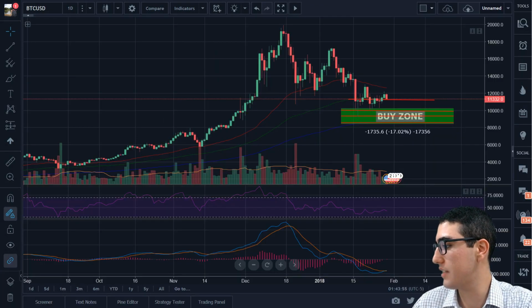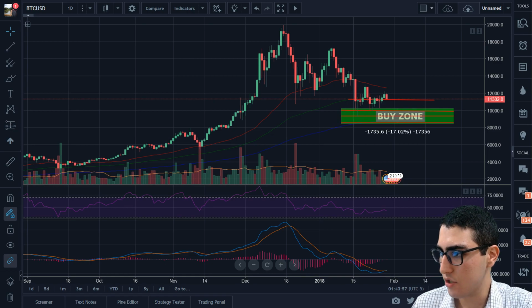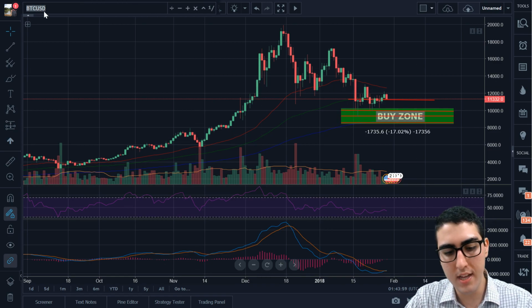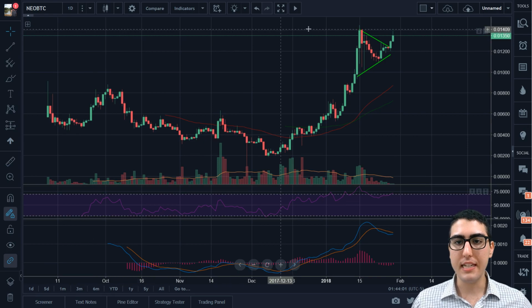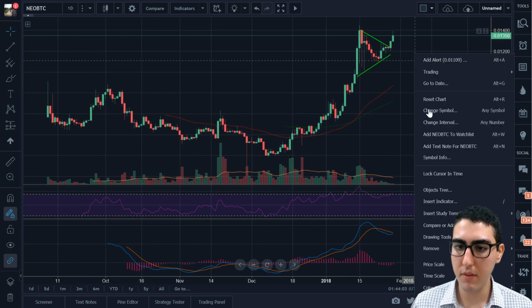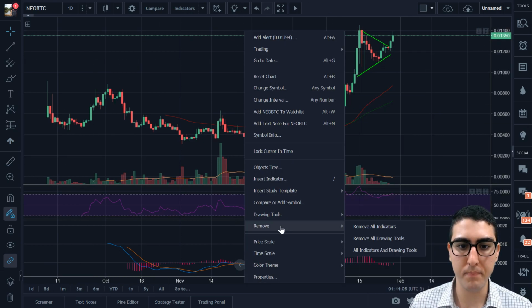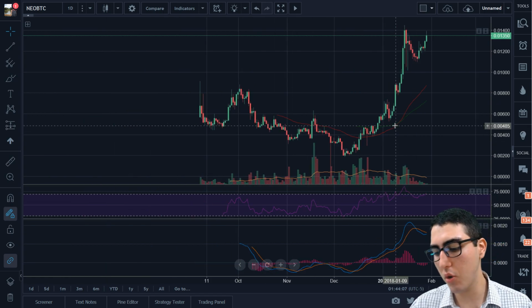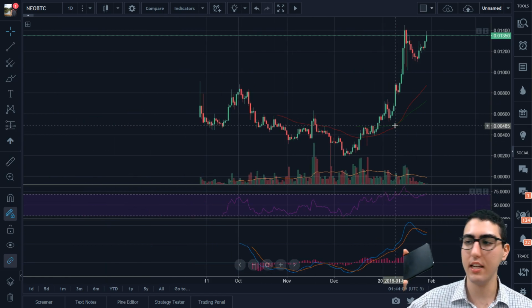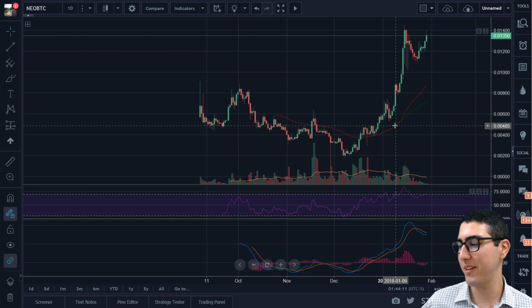So he says, does anyone know what Bitcoin is really going to do? How do you utilize certain Fibonacci levels in uptrends and downtrends to buy and sell? Good one, Haig. Good question. Let's go ahead and utilize Fibonacci levels as we analyze this next chart here, which is going to be NEO.